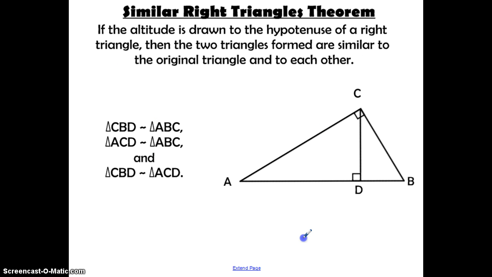The similar right triangles theorem. If the altitude is drawn to the hypotenuse of a right triangle, then the two triangles formed are similar to the original triangle and to each other. What that means is you have this original right triangle, ACB. Then, from the right angle, if we drop down this perpendicular segment to the other side, we create these two smaller triangles inside of that right triangle. This theorem tells us that these two smaller triangles are similar to each other and also to the original triangle that we had.